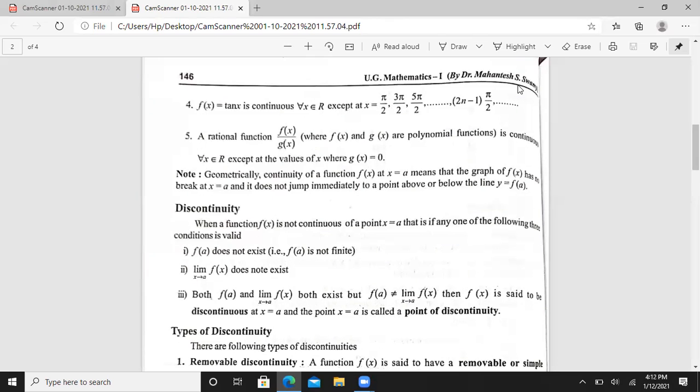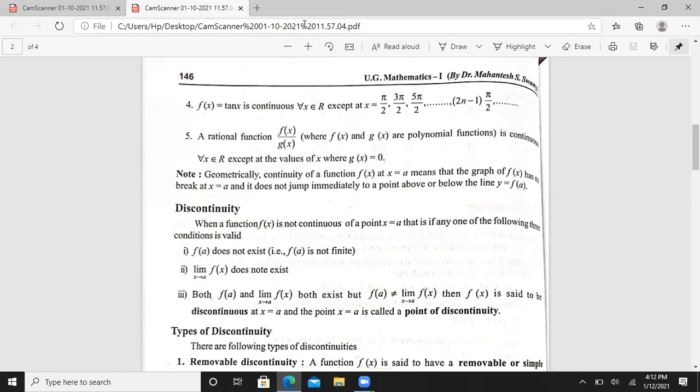Next, second point: limit of x tends to a, f of x does not exist. First, the function value f of a does not exist. Second, limit of x tends to a, f of x does not exist. That is a discontinuity. Next, third one: both f of a and limit of x tends to a, f of x exist, but f of a is not equal to limit of x tends to a, f of x. Then f of x is said to be discontinuous at x equal to a, and the point x equal to a is called a point of discontinuity.